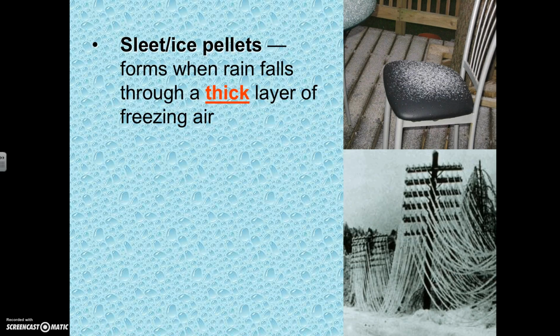All right, sleet, or ice pellets, form when rain falls through a thick layer of freezing air. So it was rain, and then it fell, and when it was in the air, it froze. Okay, so that's what sleet was. It froze before it hit the ground.